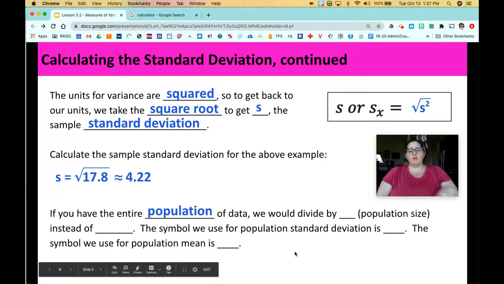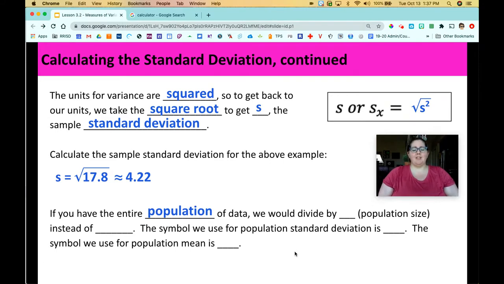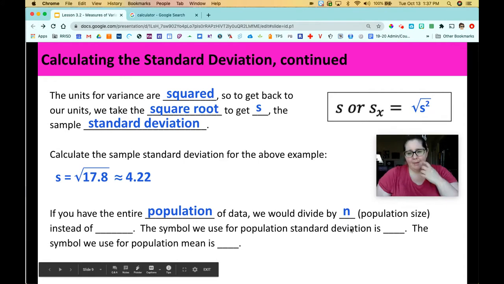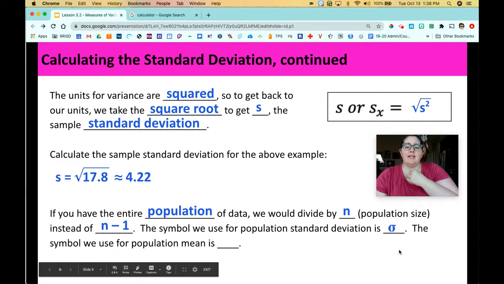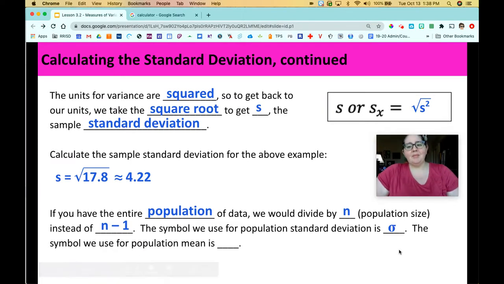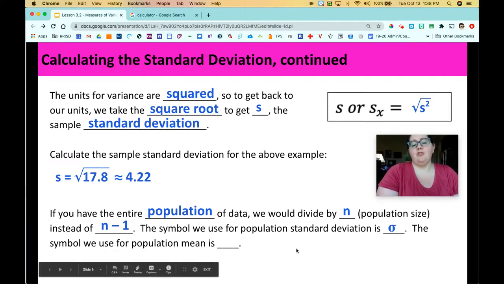One final note here, and we'll do another practice. If you have the entire population, so these are examples where we had just a sample of data. Remember, a sample is we only took data from some of our population, from a select group. If you had data from the entire population, we would actually just divide by n. So instead of dividing by n-1 like we did for the sample, we would divide by n. And the symbol we use for population standard deviation, instead of s, is called sigma. This is lowercase sigma. And then the symbol we use for population mean is another Greek letter that is mu.